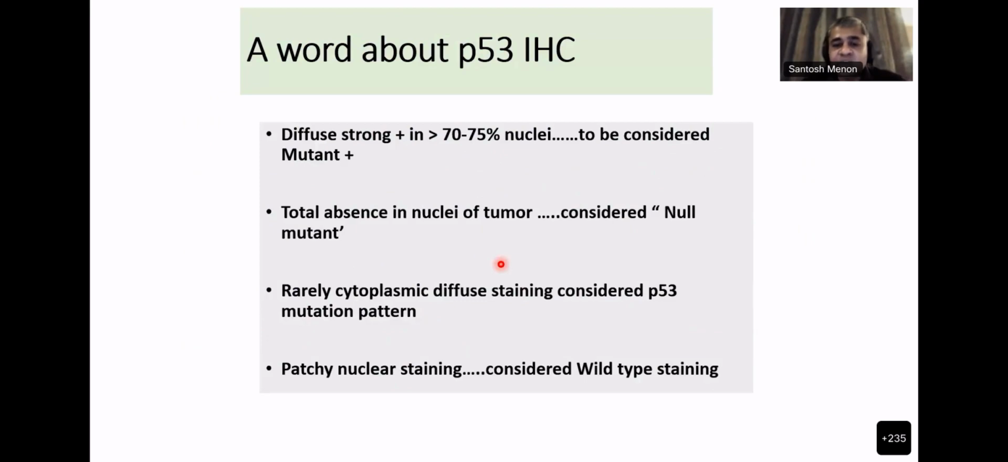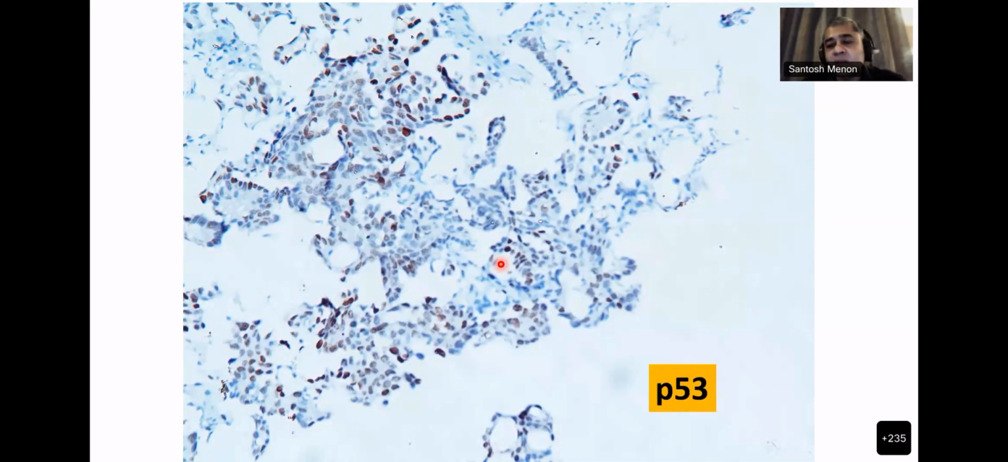And patchy nuclear staining, which we just saw here, is a wild type pattern which is seen in low grade serous and borderline serous tumors. Fine. You have to keep this in mind. This is extremely important, and in a given setting, this will decide whether the patient needs extra chemotherapy or whether it's a completely surgically approachable tumor.